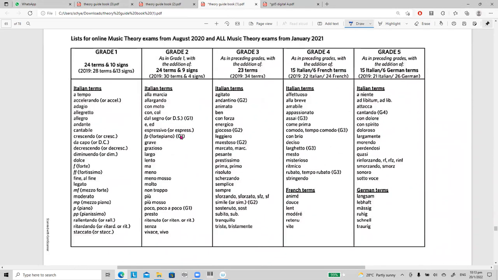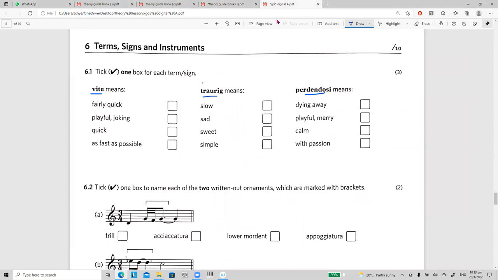So this is the thing that you need to memorize, not so much by understanding. For these foreign terms, question 6.1 is always about foreign terms for music. Vite means quick, traurig means sad, perdendosi means dying away.